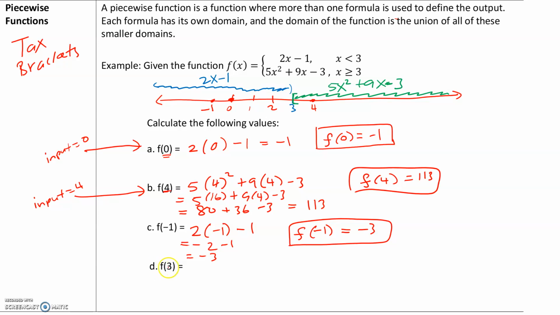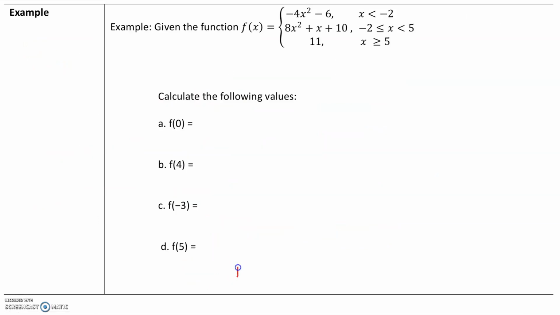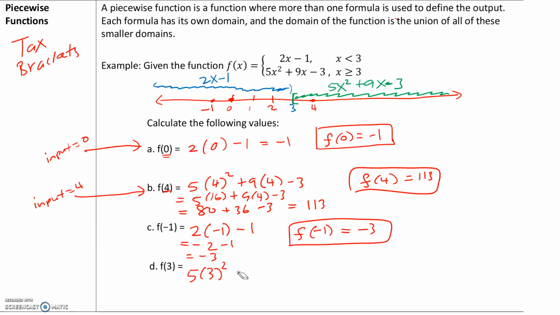So when x is exactly equal to 3, we are going to use the green function, which is equal to 5 times x squared plus 9 times x minus 3. To evaluate this, we do the exponent first. 3 squared is 9. Then you got 9 times 3 minus 3. Remember that in order of operations, only one step at a time.